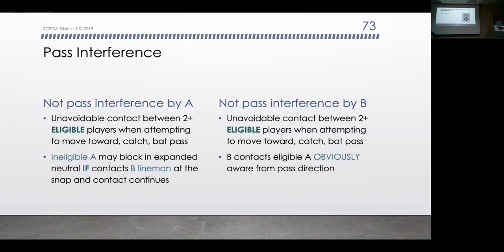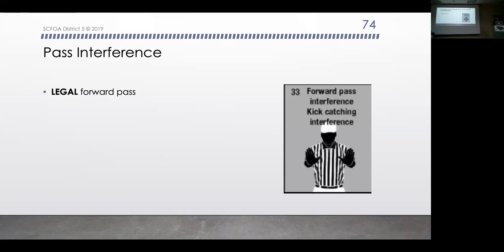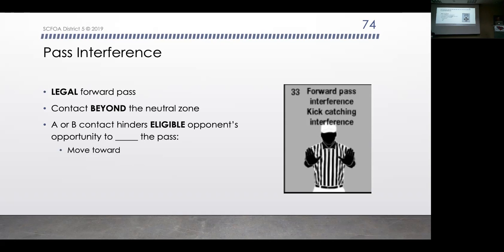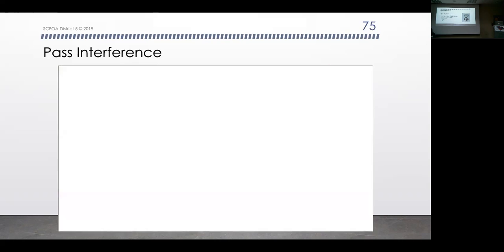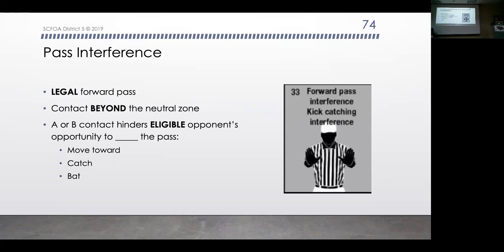All right. So pass interference: a legal forward pass, contact beyond the neutral zone, where A or B contact hinders an eligible opponent's opportunity to move toward, catch, or bat the pass. Okay, so that's the criteria. As we go over these next several slides and watch these videos, just be thinking of that criteria.